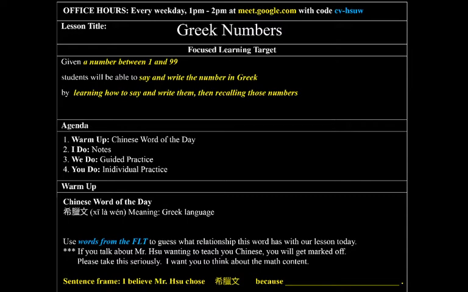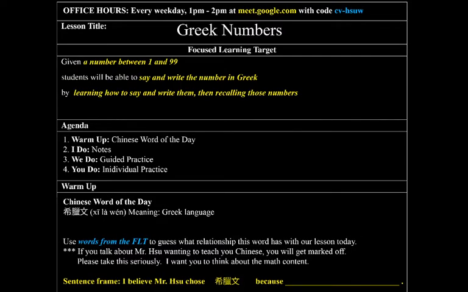Let's look at this. The word of the day is Shilawen, which means Greek language. I'm pretty sure this is going to be a really easy word of the day guess. So why do you think I chose that one? I wonder. I'm going to move on now in 3, 2, 1, 0.